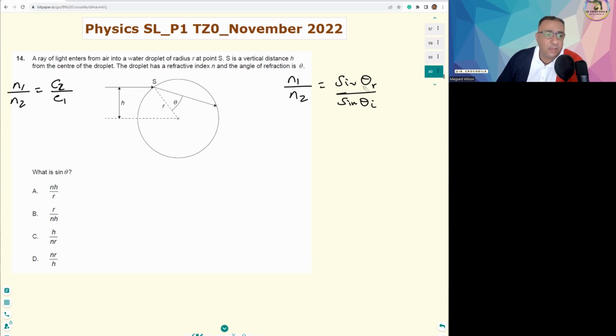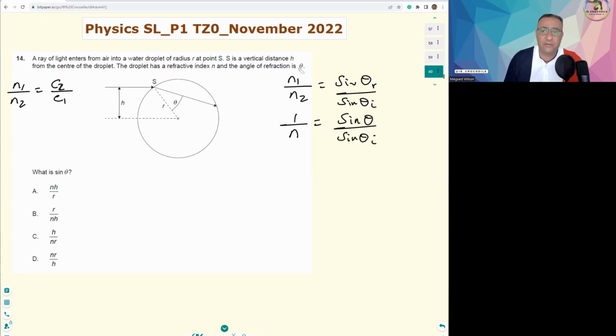Now, n1 is the refractive index of air, since light enters from air. And n of air is approximately equal to n of vacuum. In IB we don't differentiate between them, so we just assume it is 1. So n1 of air is 1, and n2 is the refractive index of the second medium. Here they call it n, so I'll write it as n. Then sine theta r, here they call it theta, the angle of refraction, over sine theta i, where theta i is the angle of incidence.